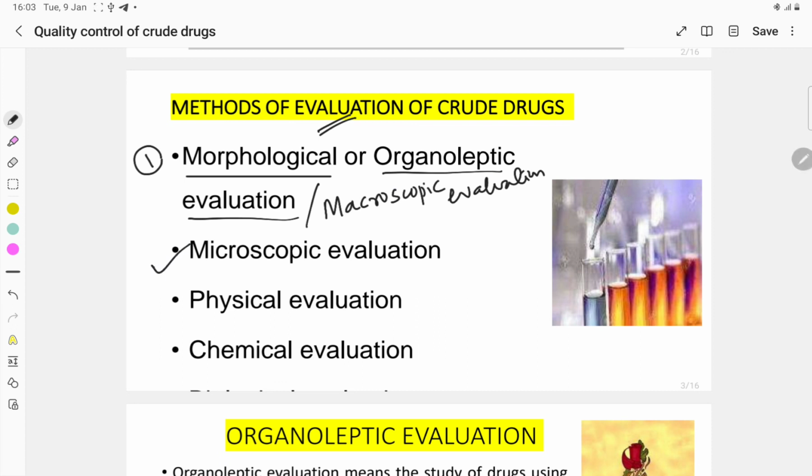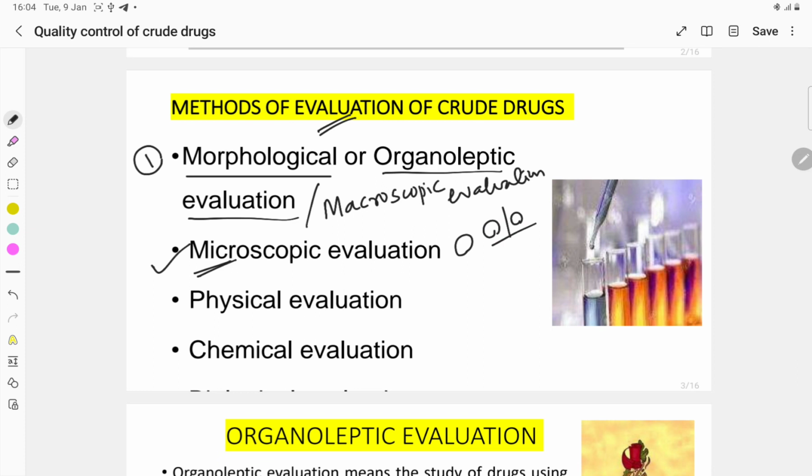Second one, most important, the microscopical evaluations. What does it mean? You know that the different crude drugs have different types of microscopical tissue arrangement or cell arrangement, or some microscopical substance may be present. So the microscopical characters guide us to identify a particular drug. The microscopical characters help us to identify different species of the same plant.